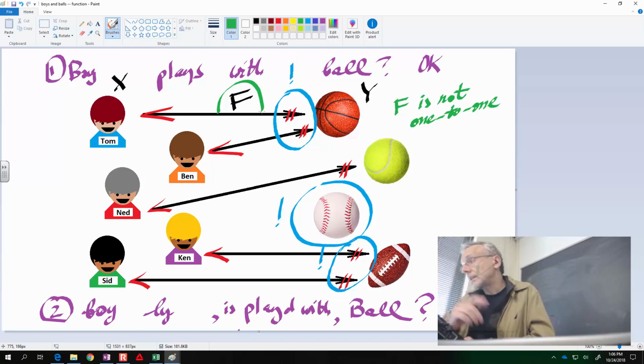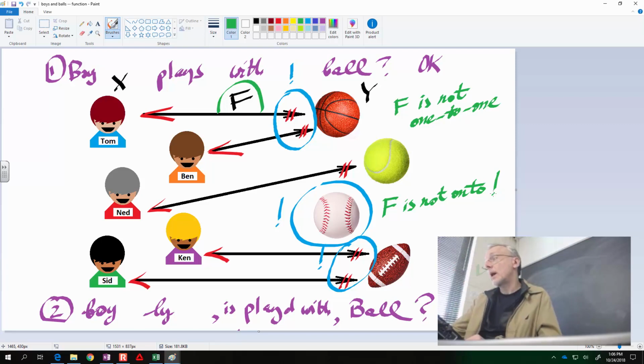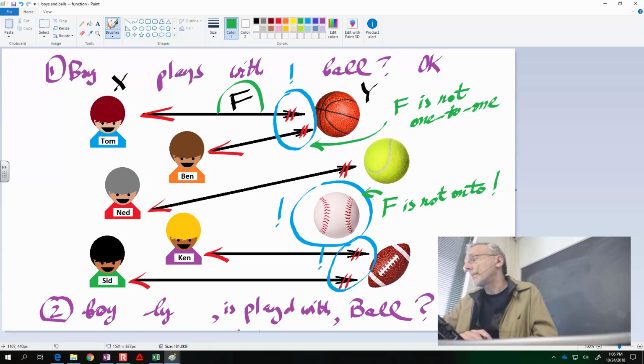And then secondly, what's the second problem? Nobody plays with baseball. What does it tell you? f is not onto. Okay, so these are two different kinds of problems, and they're classified. These are two different types of irregularity of functions, and as we can see, both of them create the same unsurmountable problem when we try to reverse our question.